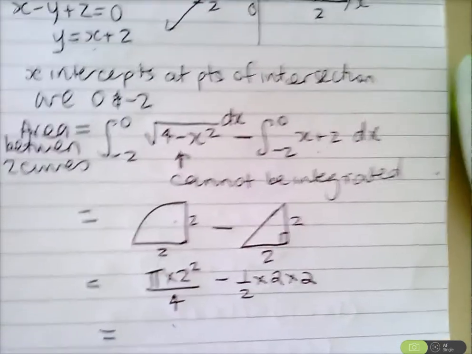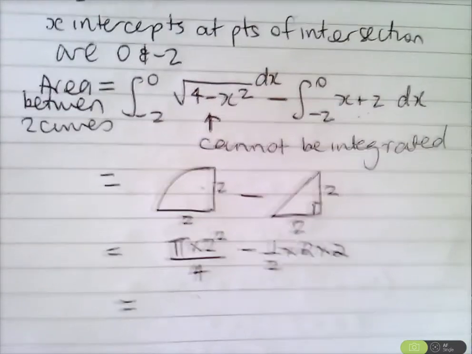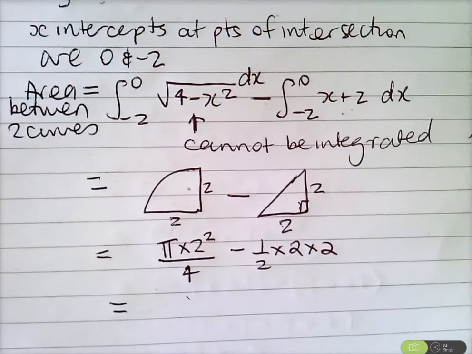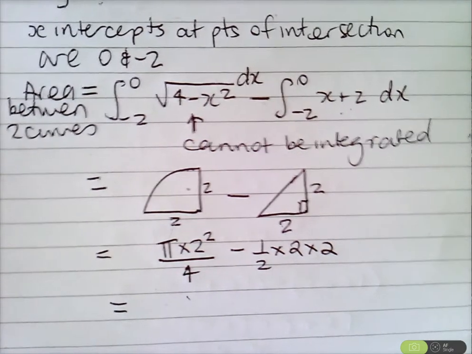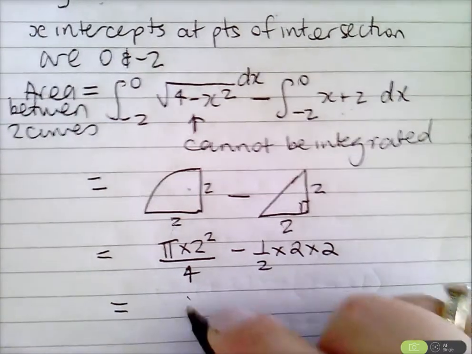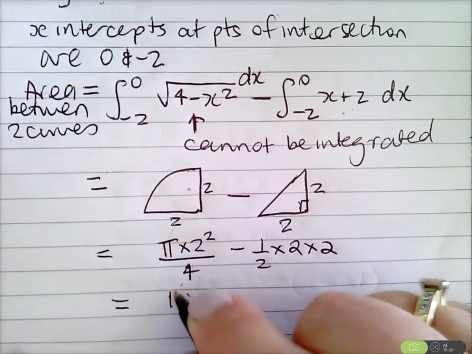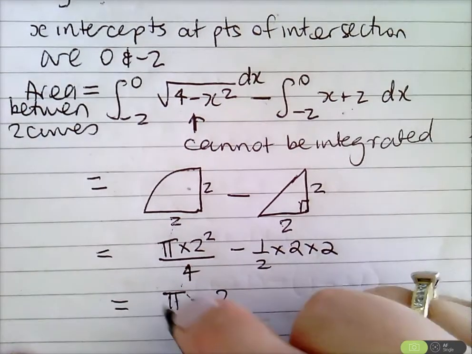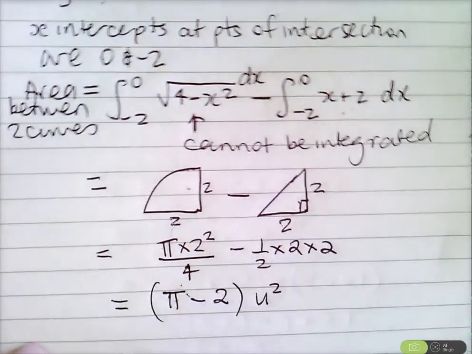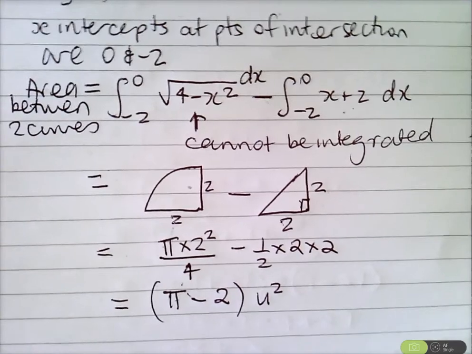Got it? So please look out for those semicircles. You cannot integrate them, because they're trying to see whether you know what integrals mean. When you integrate, you're finding the area under the curve. All right, so what do we got? We got pi minus 2. That's it. Pi minus 2 units squared, which is 1.1 whatever.